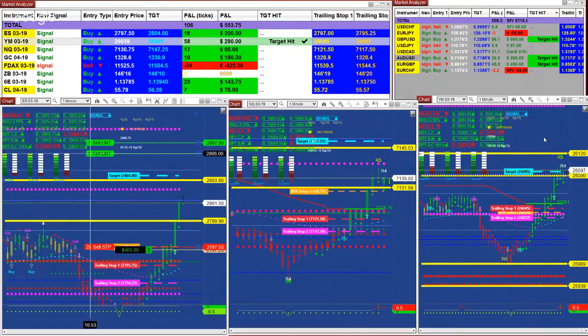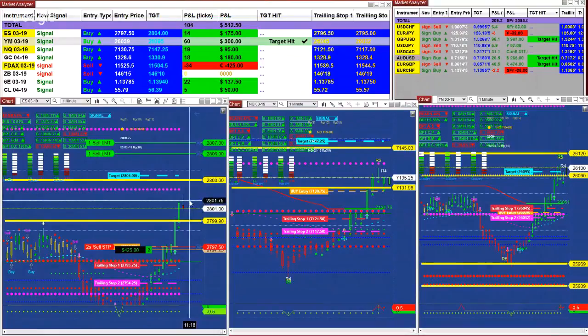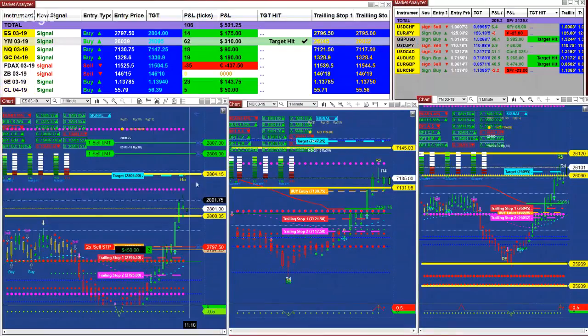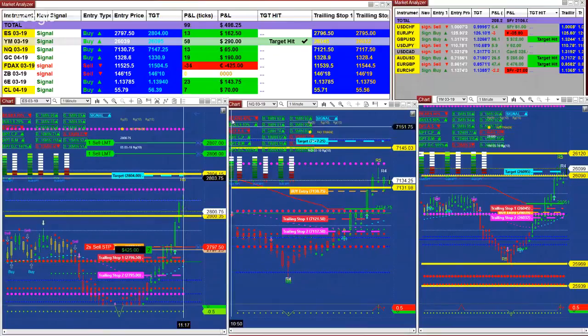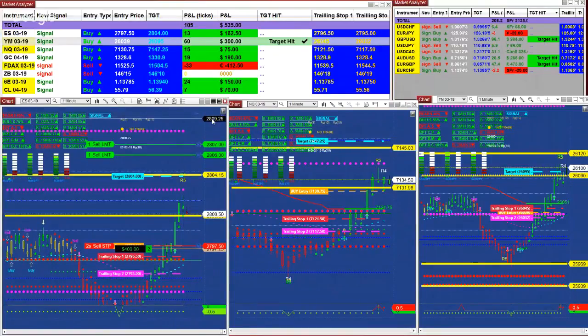The YM start getting the reversal signals, 80175. We have a reversal. So this one here is a $400 trade, and we have a losing trade and one winning trade on the ES. Let's see what will happen.